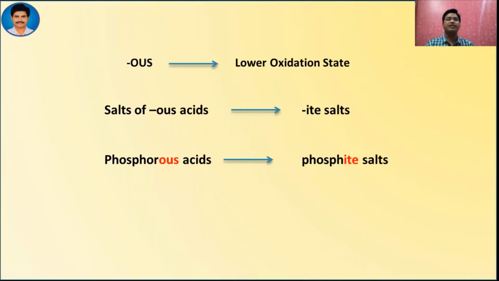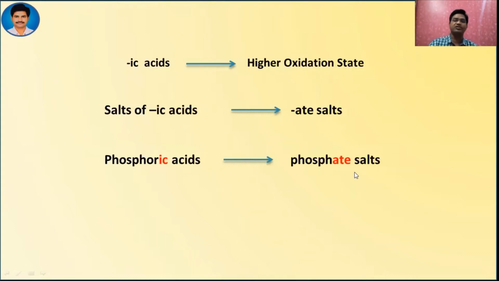Now, another one: see the 'ous' ending, suppose phosphorus acid, hypophosphorous acid, like this. When the name of the acid ends with 'ous', you remember that the oxidation state of the phosphorus is in the lower oxidation state. And the salts of 'ous' acids are said to be the 'ite' salts. That is, phosphorous acid, the salt's name is phosphite salts.